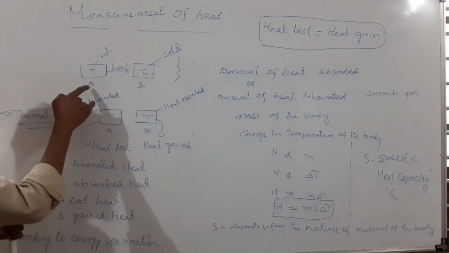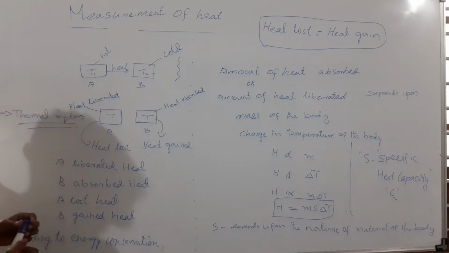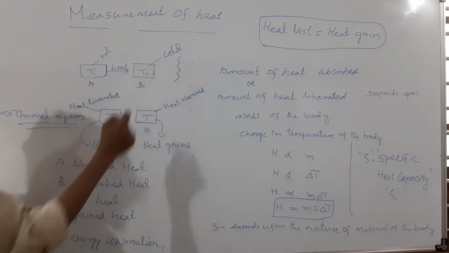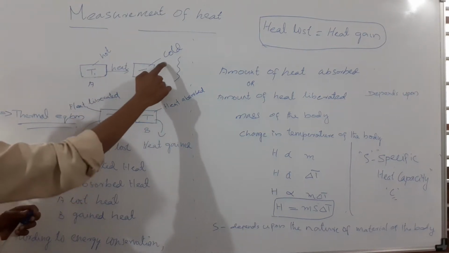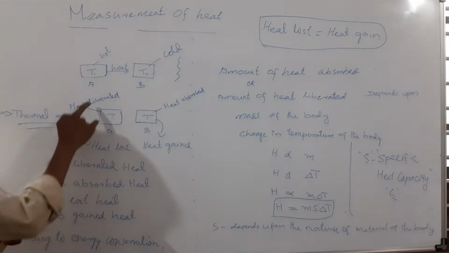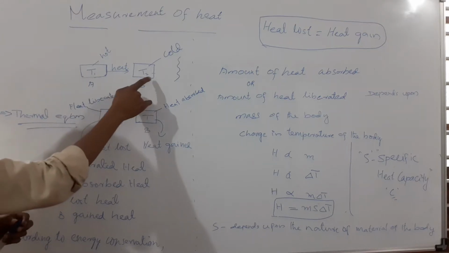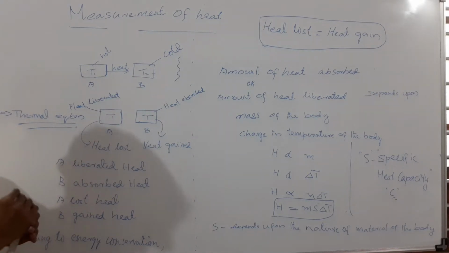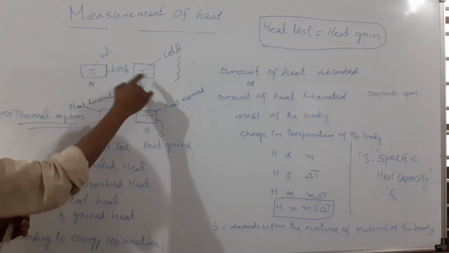Here we are having two bodies, A and B. A and B are two bodies where A is hotter than B. So A is hot compared to B. I am just writing A hot body, B cold body. Since A is hotter, the temperature of A we are considering T1 and the temperature of B we are considering T2.